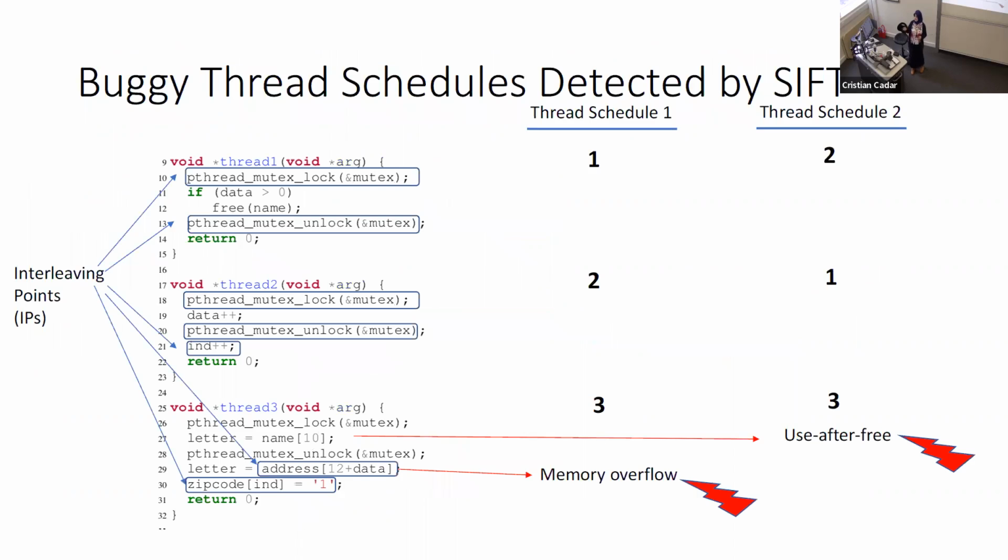So SIFT finds these bugs, memory overflow and use after free, in the simple example using the shown interleaving points. And it also reports the specific thread schedules as well as the thread state at the time of the manifestation of the bug.